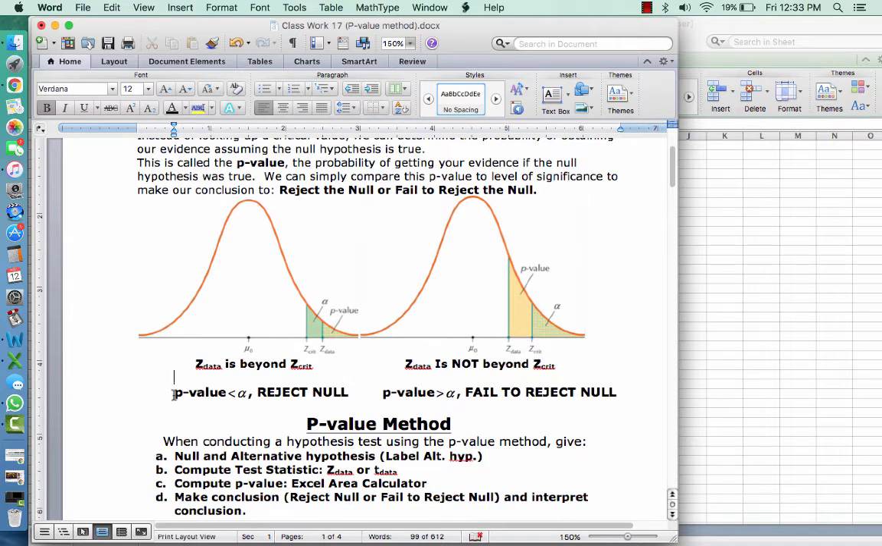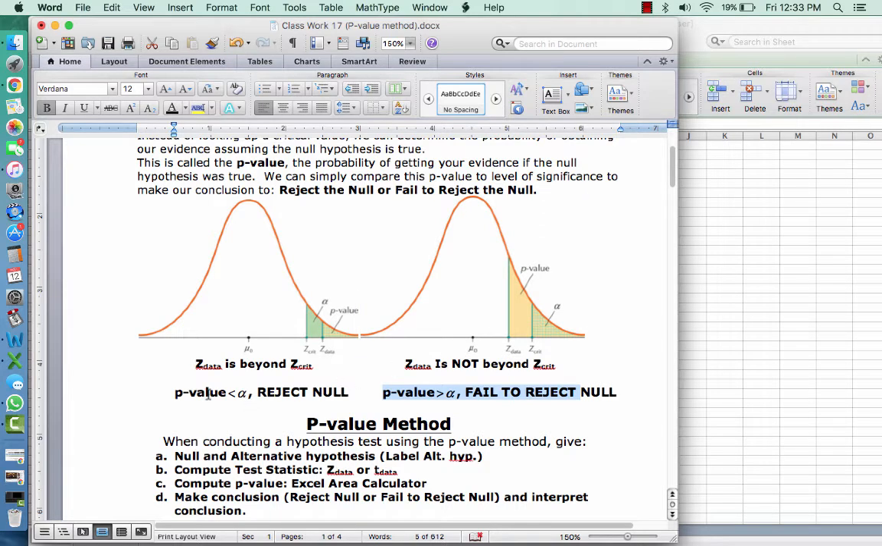So we can always say that whenever the p-value is less than alpha, we will reject the null hypothesis, because whenever the p-value is less than alpha, we'll know that the z data is beyond the critical value, that the evidence is significant. And whenever the p-value is greater than alpha, like in this picture, then we will fail to reject the null because the evidence was not significant.